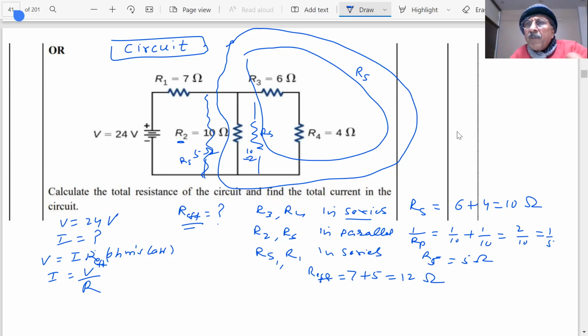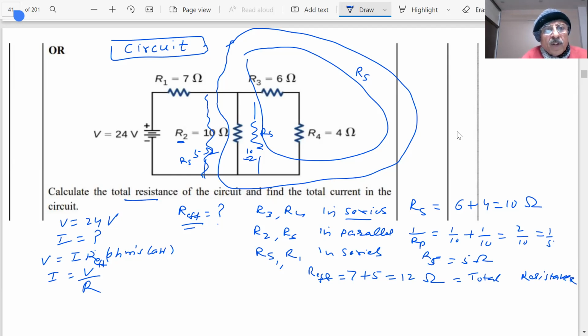I am starting from the back side, taking the circuits: parallel, series, and then again series. Now finally, R effective is 12 ohms. Total resistance is 12 ohms. This is my total resistance, student, 12 ohms.